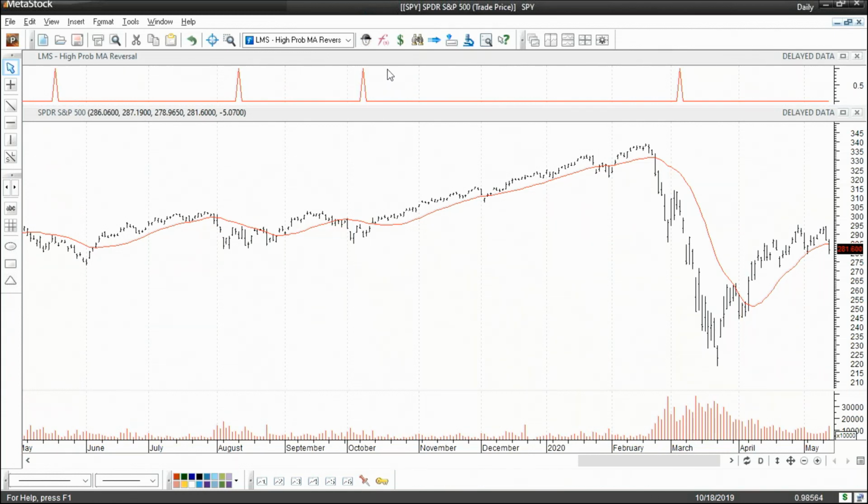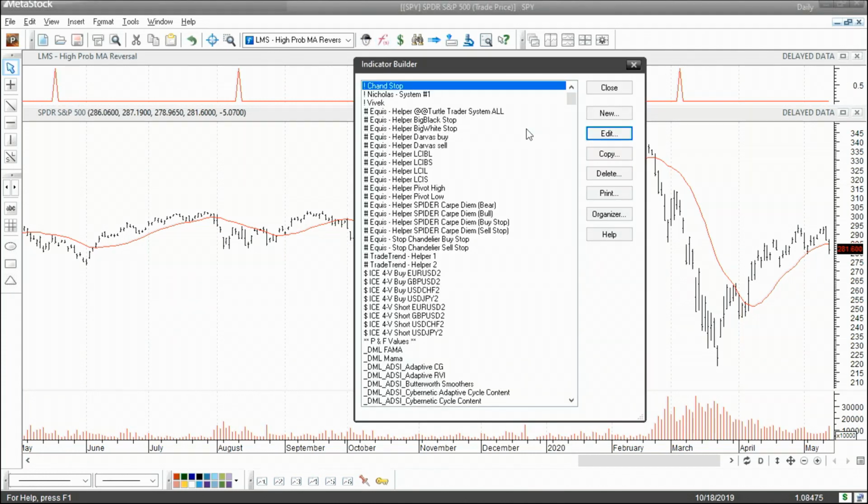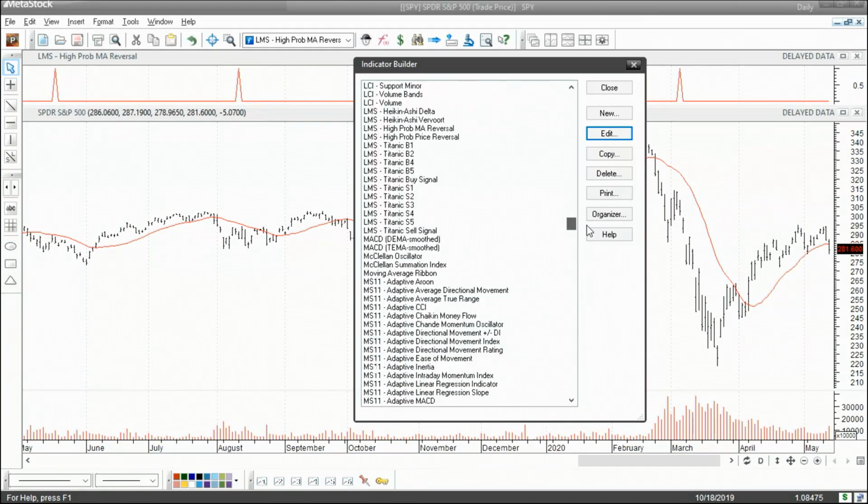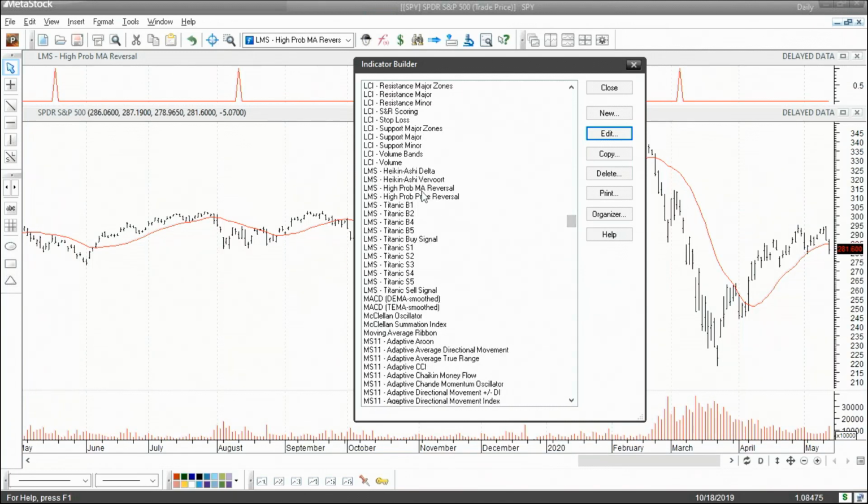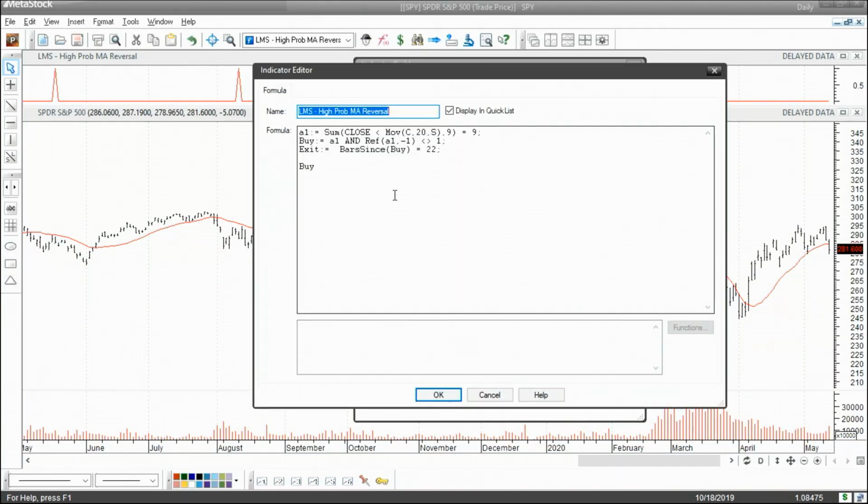So let's go in and take a look at this particular formula. I'm going to open up the indicator builder, scroll down to my LMS formulas here, and open up the high probability moving average reversal. Here's the code for this particular indicator. You'll notice that I've got 3 different variables in this one: A1, buy, and exit. My first line of code is looking for the close to be above a 20 period simple moving average. I'm sorry, the close to be below the moving average, not above it. It's less than. Okay, so that's the first part of it.